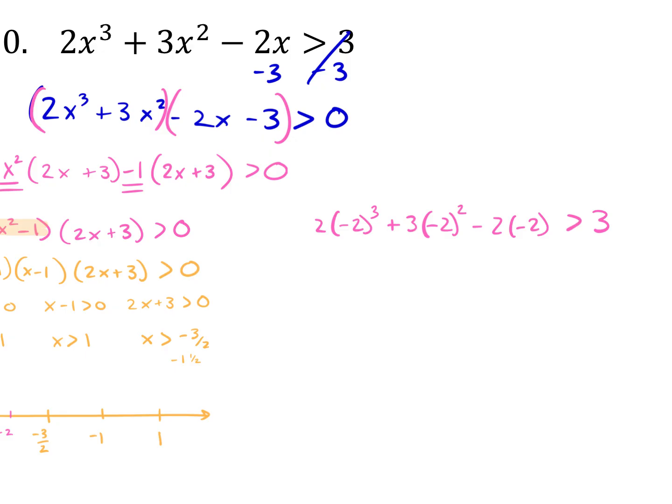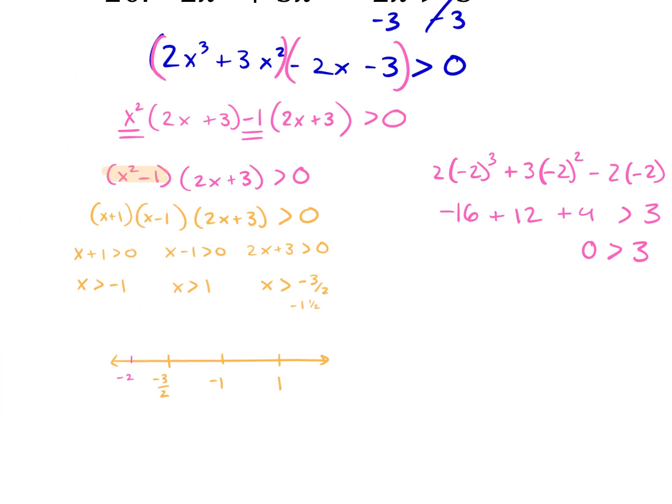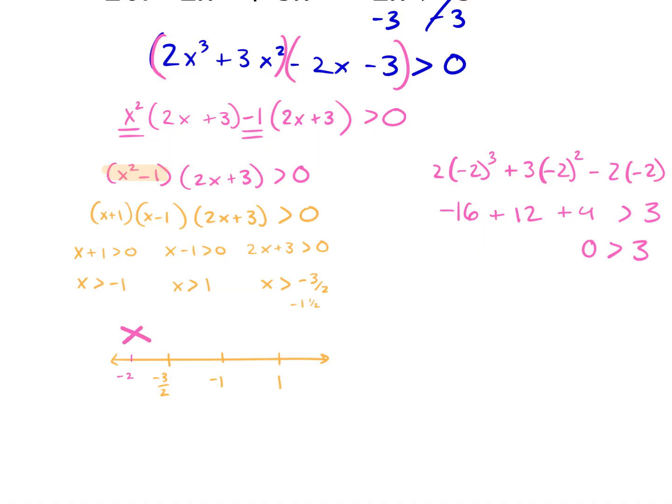-2 to the third power would be what? And -8 times 2? -16. -2 to the second power would be +4 times 3 would be 12. And -2 times -2 is plus 4. So -16 plus 12 would be what? And -4 plus 4? Is 0 greater than 3? No. So it's not true, so I'm not going to shade over here.